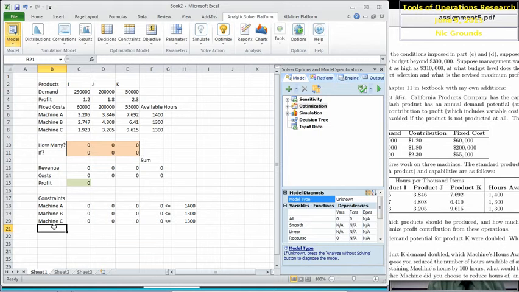Okay. Now, two other constraints we need to add. One is we need to make sure we don't make more of a product than the demand for that product. So if we could only sell 290,000 I units, we don't want to make more. We want to constrain the solution to not make more than that.